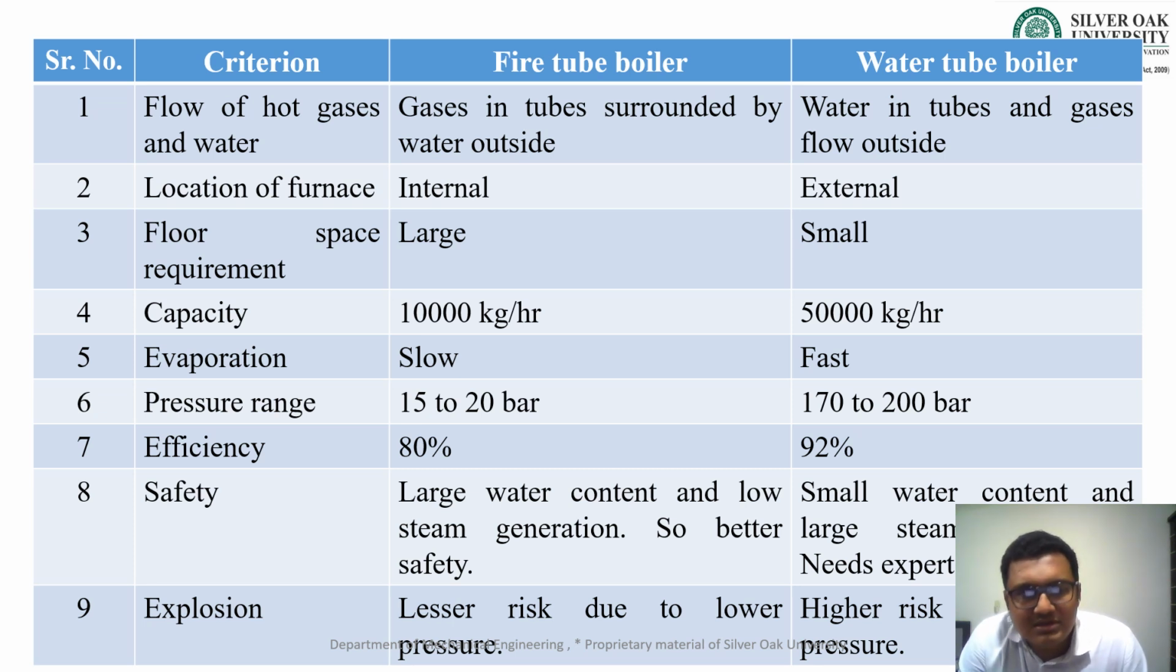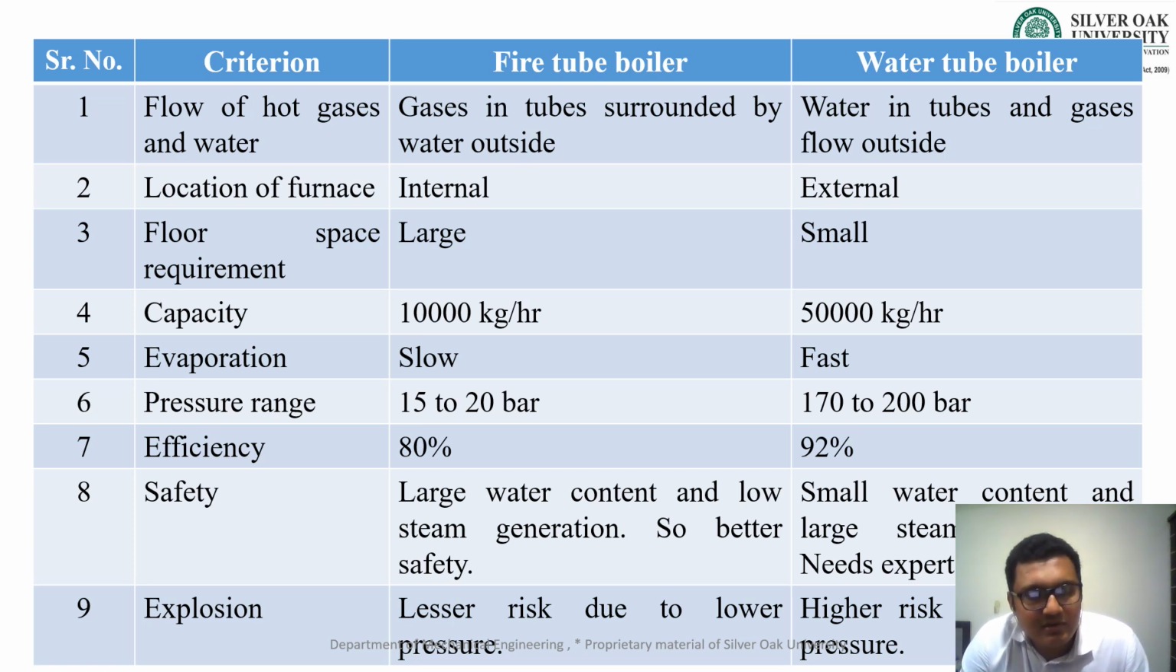So the fifth criteria is evaporation. Evaporation rate is fast for the water tube boiler, so we can generate a higher rate of steam compared to the fire tube boiler. And the evaporation rate of the fire tube boiler is slow. Sixth criteria is the pressure range. Pressure range is very important. If we have a higher steam generation rate, then our pressure will be more. So in a water tube boiler we have 170 to 200 bar pressure, and in a fire tube boiler we have a 50 to 20 bar pressure range.